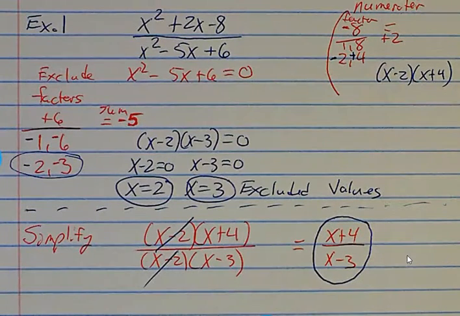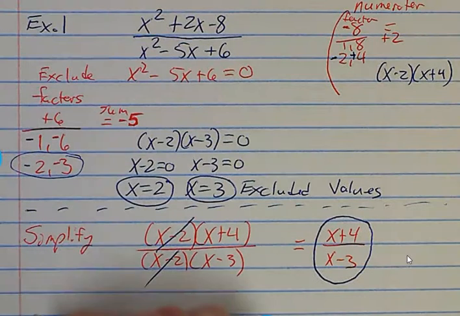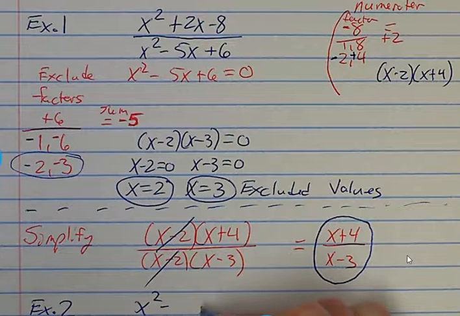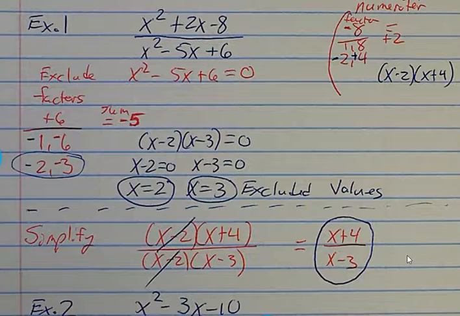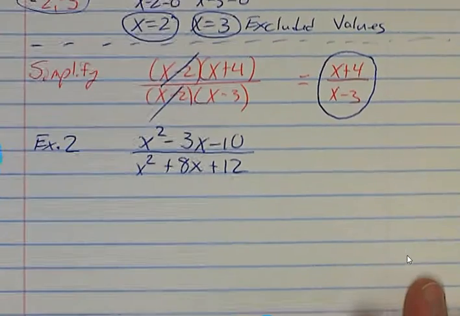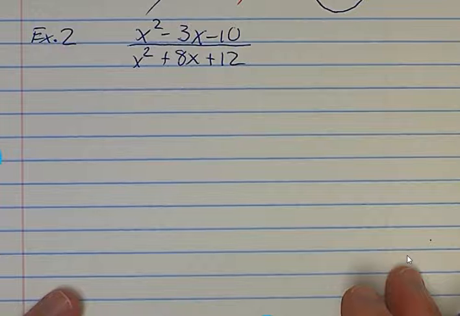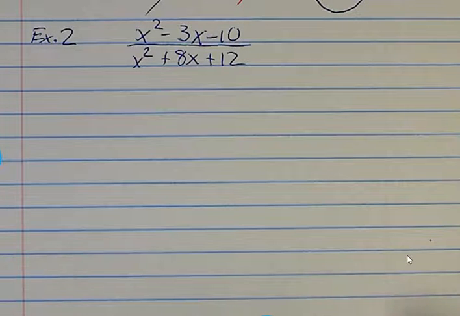Alright, we'll do one more of those, and then we're going to do the same kind of thing, but it's got just one little twist to it. Okay, so for example 2, we'll go x squared minus 3x minus 10, and that's over x squared plus 8x plus 12.